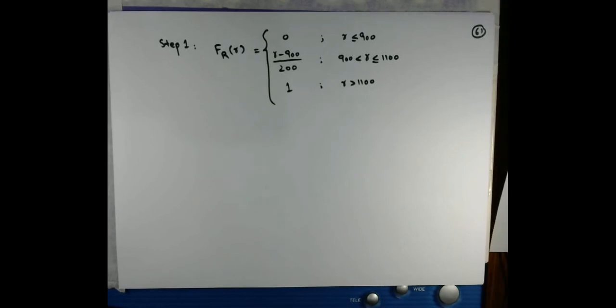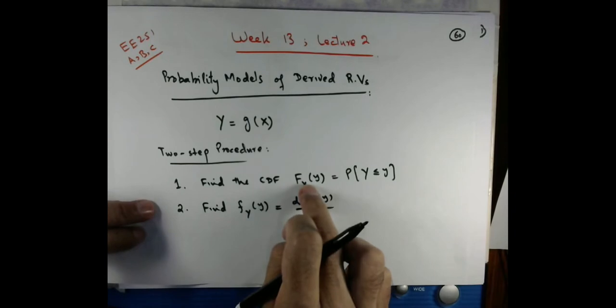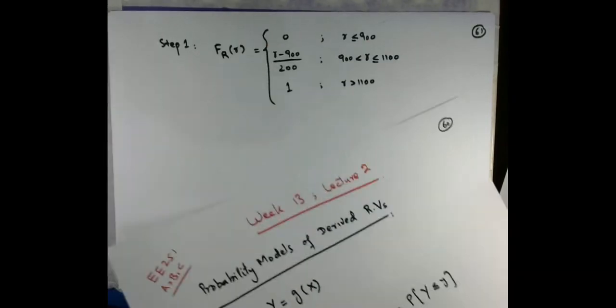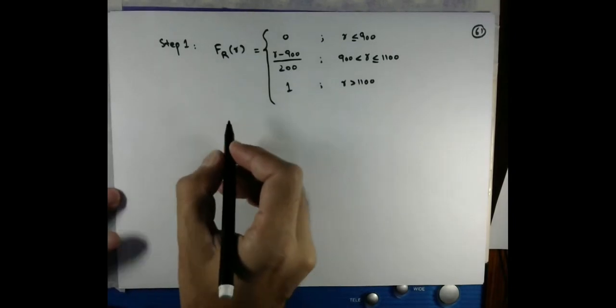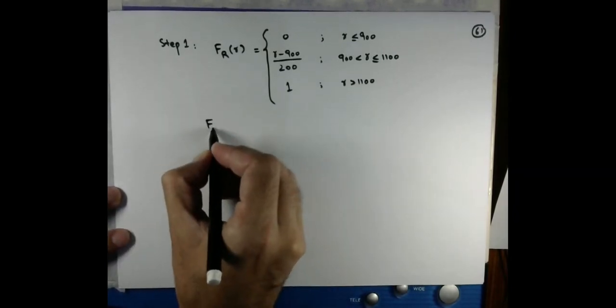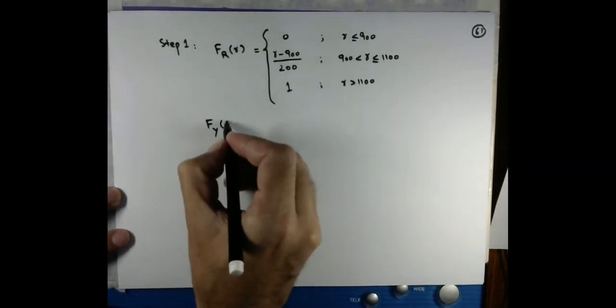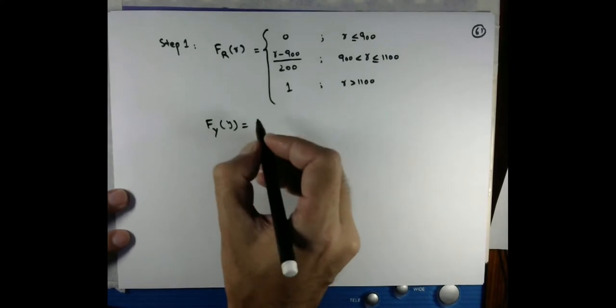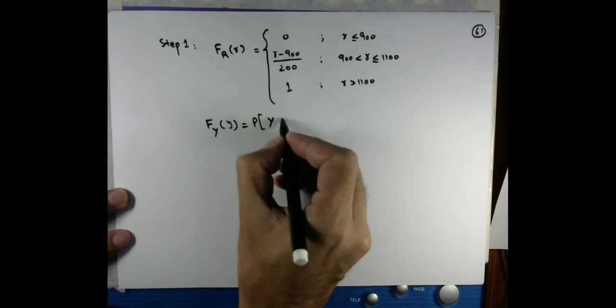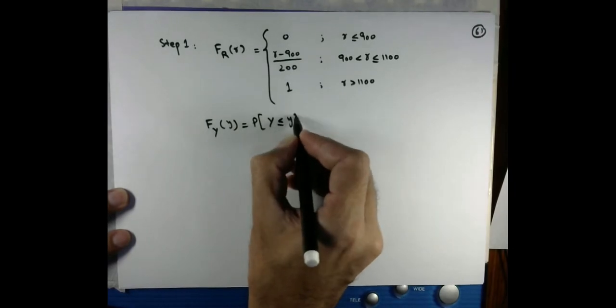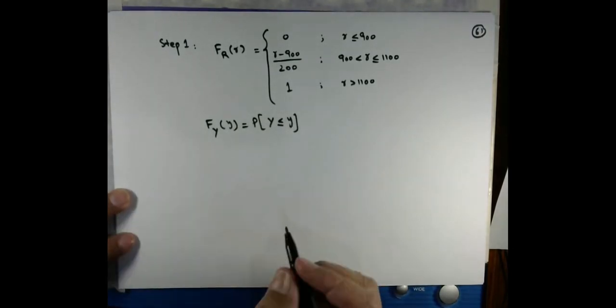Now we'll find the CDF of the derived random variable. Remember this. So the CDF of the derived random variable is F sub Y of y, and this is nothing but, by definition, the probability that Y is less than or equal to some number y.